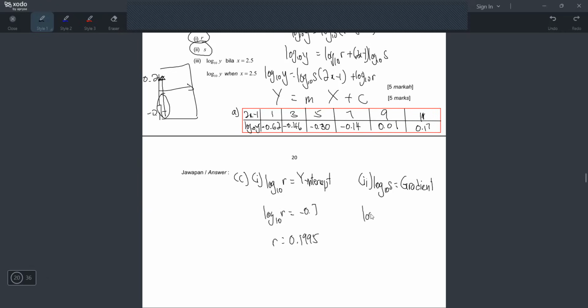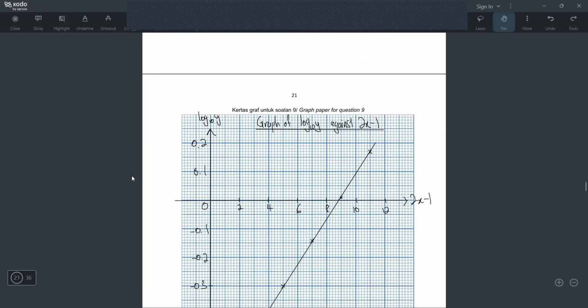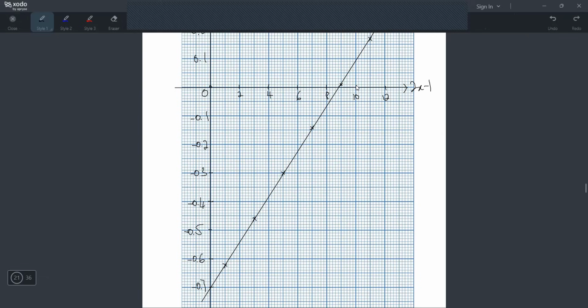Okay, now the next one, which is log S base 10 equals the gradient. The gradient formula will be y minus y over x minus x. It means I need two coordinates from my graph. So I will go to my graph and find two coordinates that I can use. I will choose x0 until x10, because 10 minus 0 is 10 and 10 is easy to divide. When x is 0, my y coordinate is negative 0.7. So this is the first point I will use. But I will use until 10, which is here.